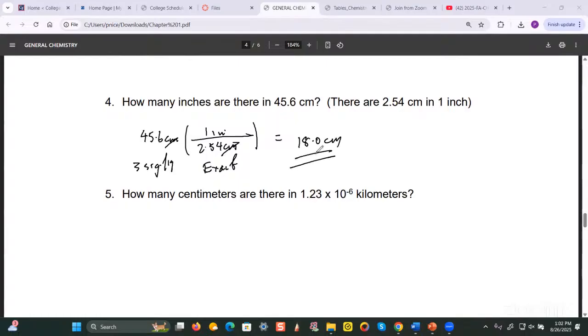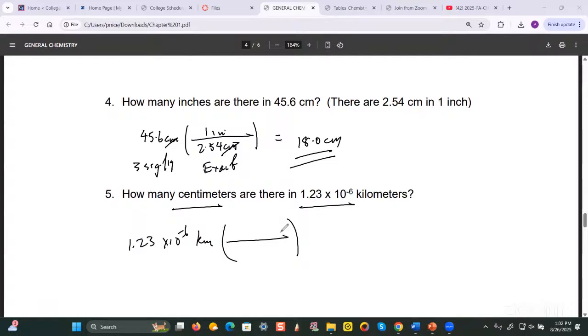Any questions about this one? Questions? All right, the next one. How many centimeters are there in 1.23 times 10 to the minus 6 kilometers? So you're given 1.23 times 10 to the minus 6 kilometers, and you're asked to convert to centimeters. So how would you go about that conversion? What would be your first step?